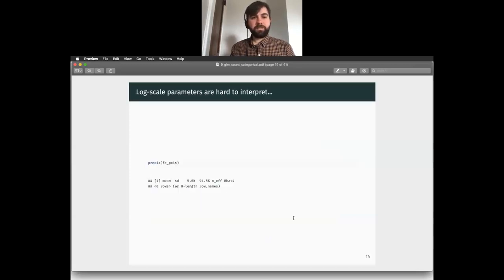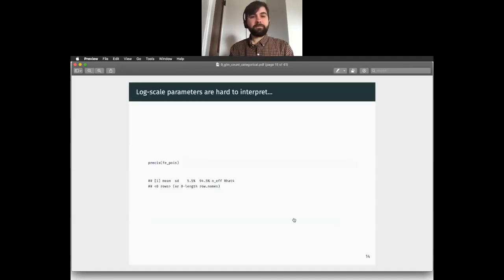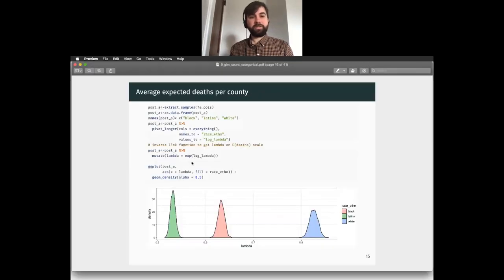Here, oh, right, I didn't do depth too. Okay, well, they're hard to interpret. I'll switch you over to, no, I won't. But just trust me, they're hard to interpret. I'll show you some later.